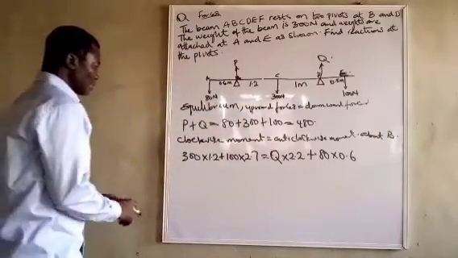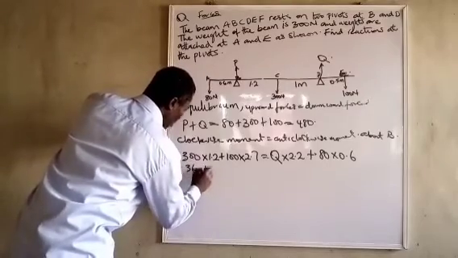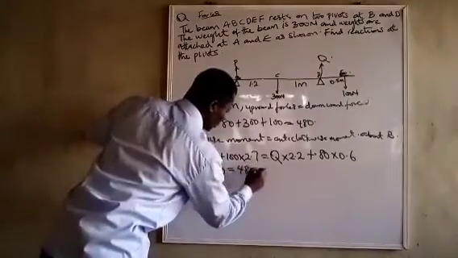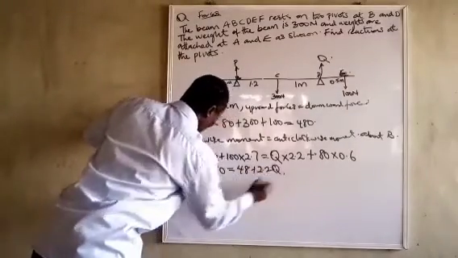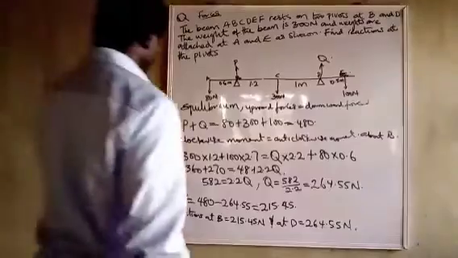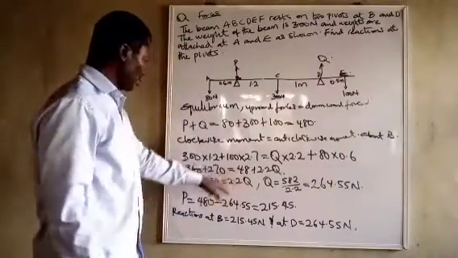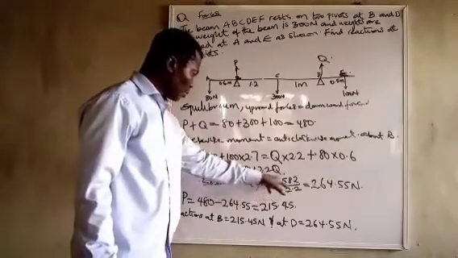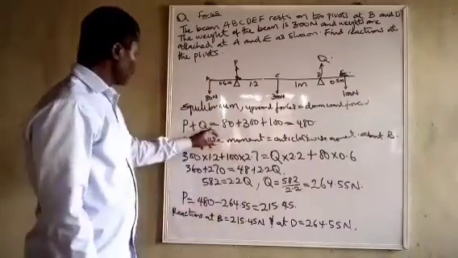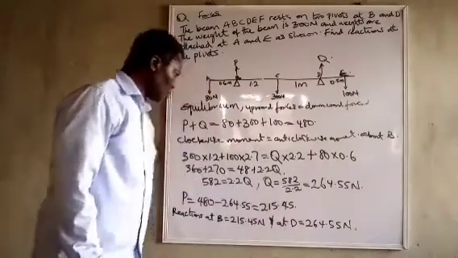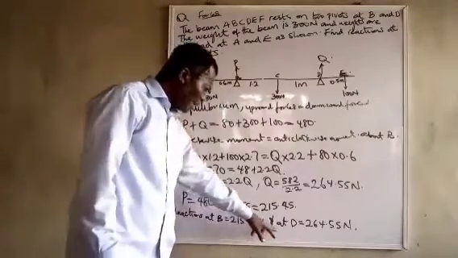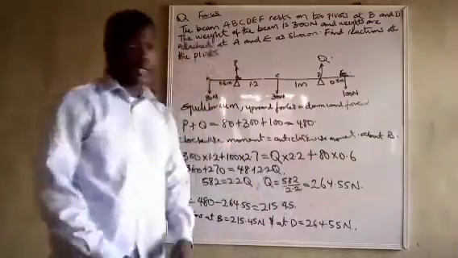Now let's sum it out. You have 360 plus 270 is equal to 48 plus 2.2 Q. Now let's work this out. So I got 582 equals 2.2 Q, and Q is 264.55 Newton. From this place, I'm able to get P to be 215.45. So the reaction at B, that is P, is 215.45, and at D, Q is 264.55 Newton.